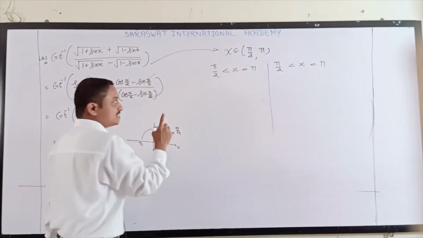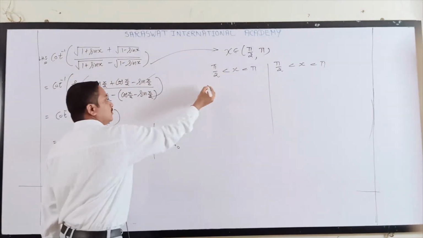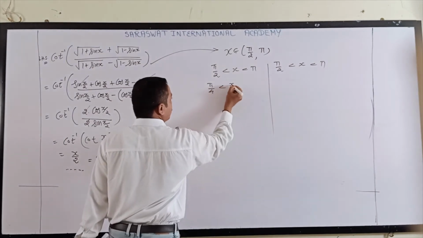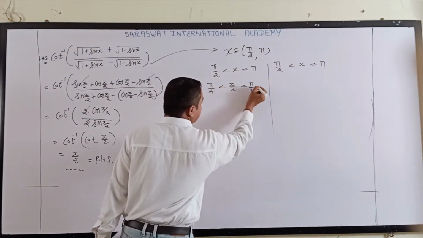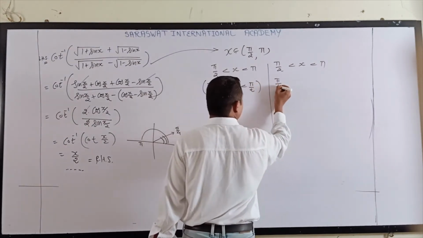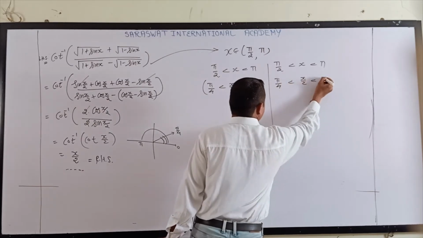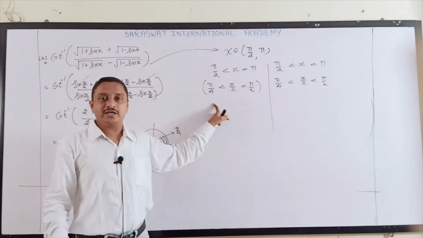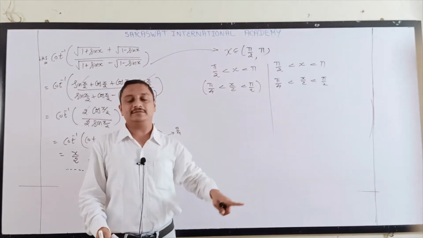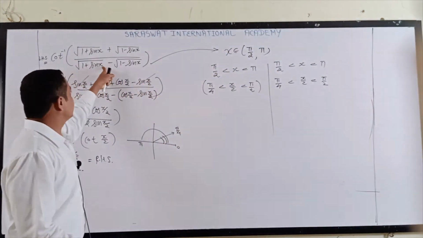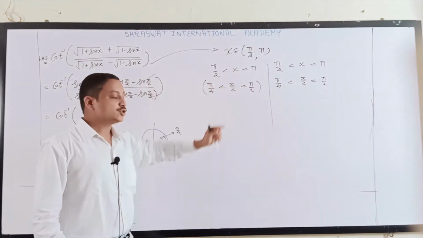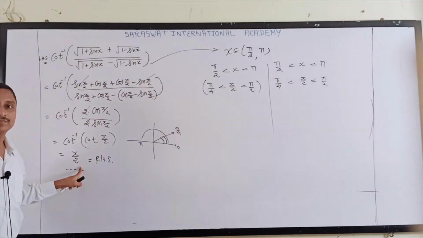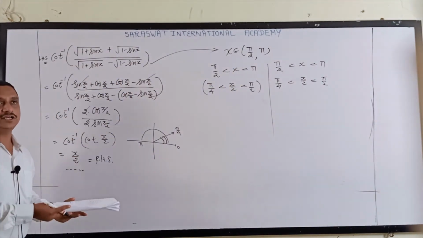So students, I just apply first x by 2: pi by 4, x by 2, pi by 2. Similarly here pi by 4, x by 2, pi by 2. You know students, why I explain this again? Because in the exam, this question is also asked. LHS is same, but this condition changes, so this answer changes. I only explain the condition, students.